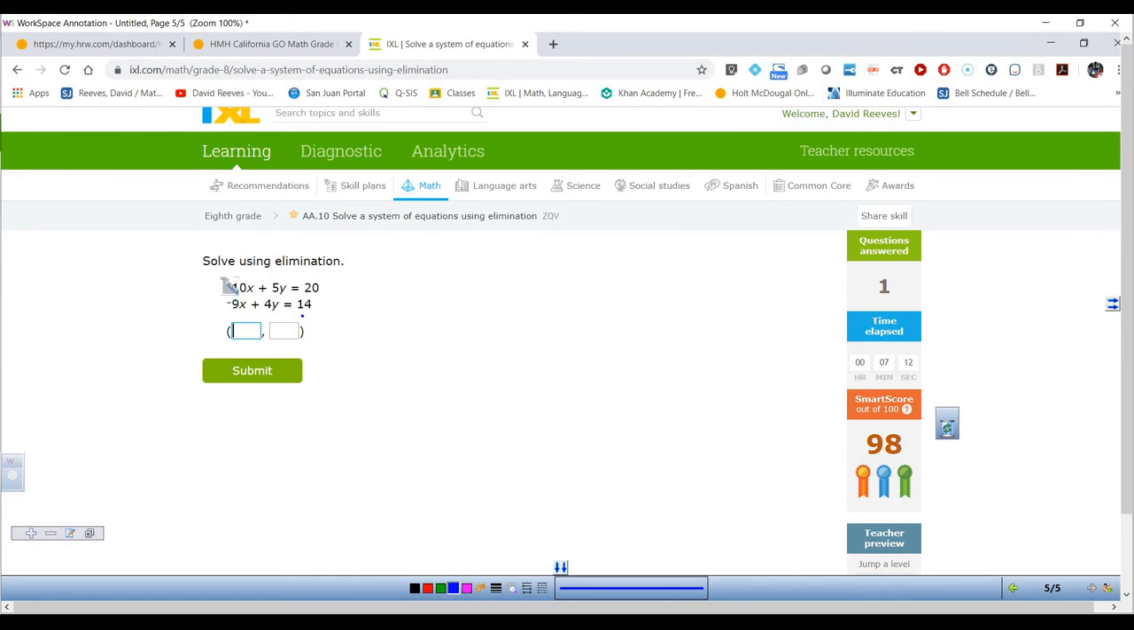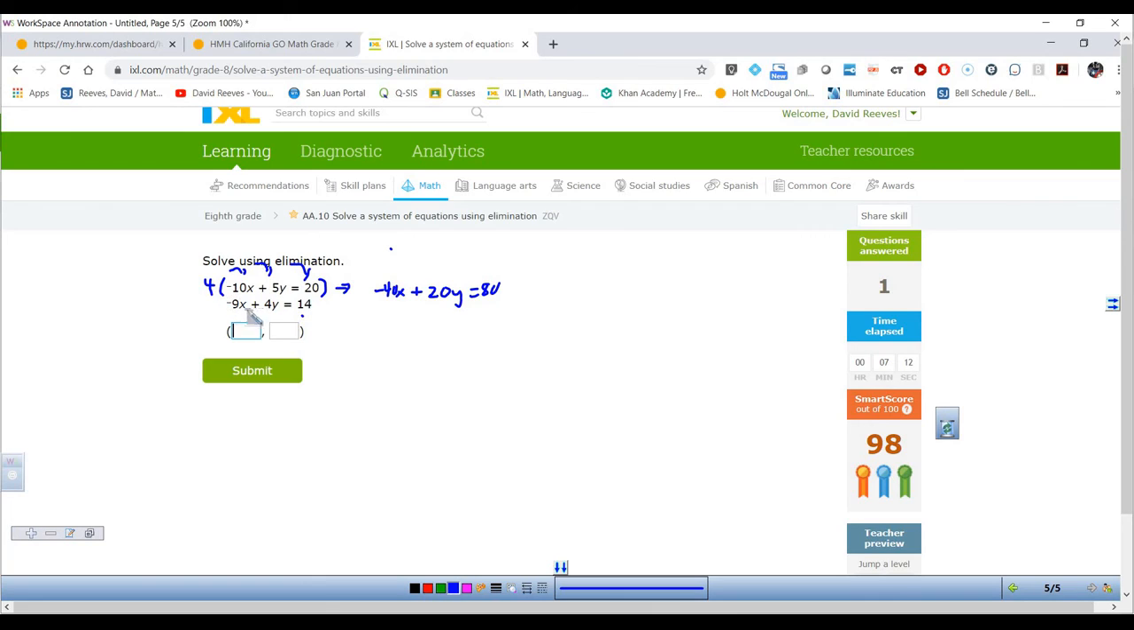So here we go. I'm going to take my top equation, and what do I multiply 5 by to get 20? It's 4. So I'm going to multiply everything by 4. Remember, everything gets multiplied by 4. So I get negative 40x, right? Plus 20y equals 80.